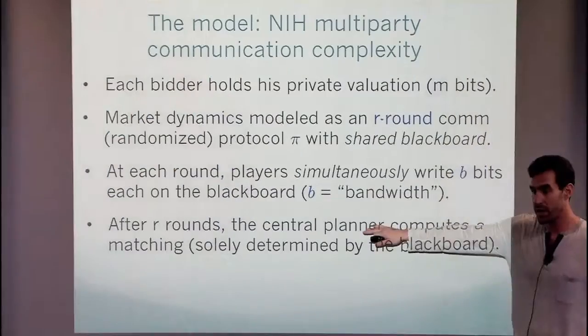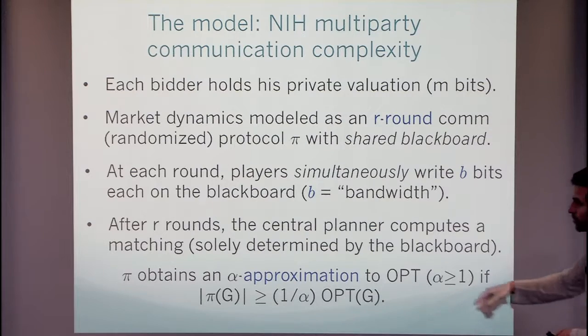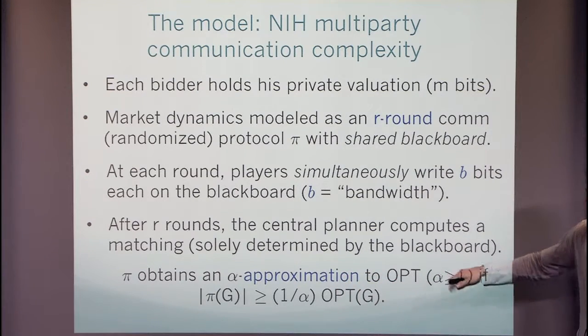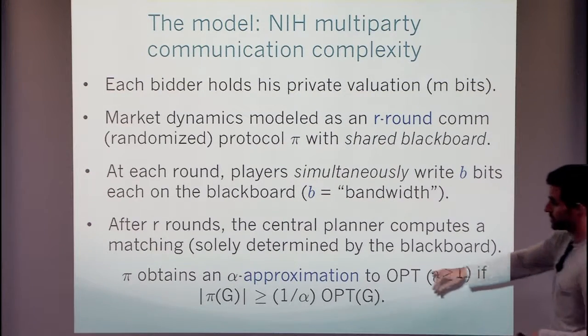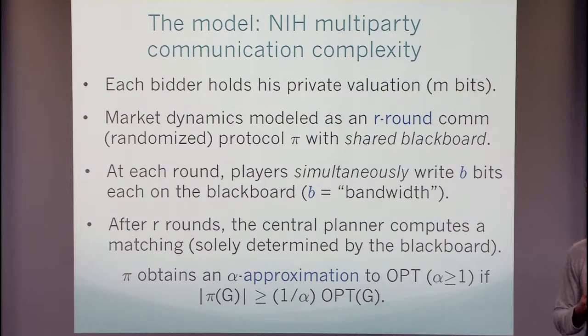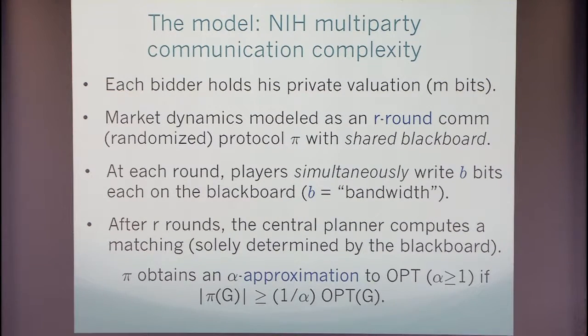So by the end of the Rth round, when the protocol terminates, the central planner, which you can think of as the referee, needs to output a matching, which is solely determined by the content of the transcript, or the blackboard. And we say that a protocol pi obtains an alpha approximation to the optimal matching, for alpha larger than one, if, for a randomized protocol, the expected size of the matching outputted by the referee is at least 1 over alpha times the optimal matching in G.